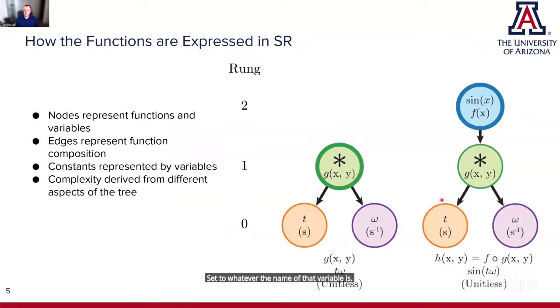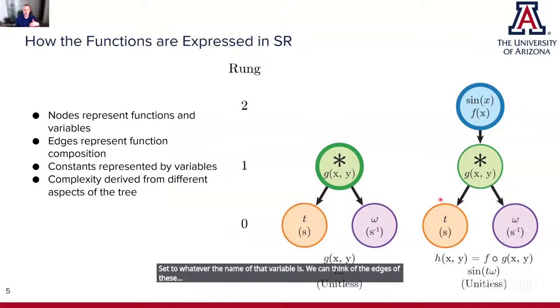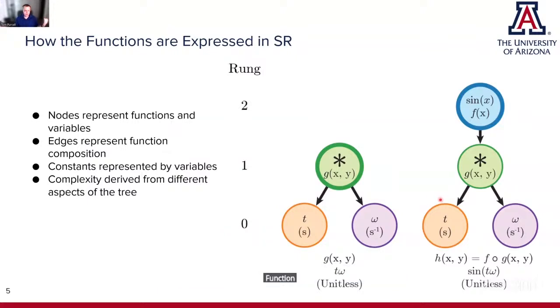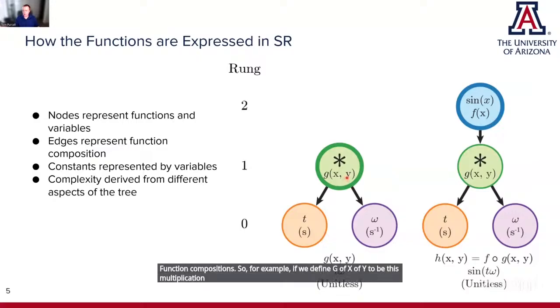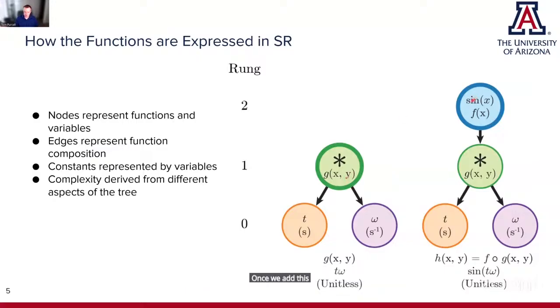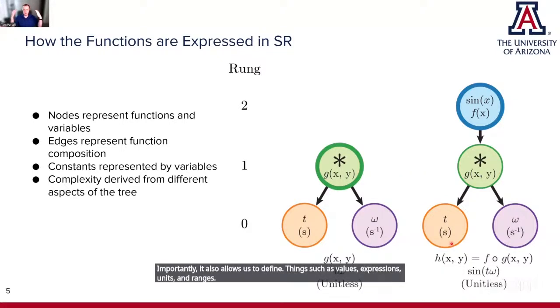We can think of the edges of these trees as function compositions. So for example, if we define g of x and y to be this multiplication operator, once we add this sine of x on top of it and declare that to be f of x, then this underlying expression is essentially f of g of x and y. And we can define this overall as h of x and y. Importantly, it also allows us to define things such as values, expressions, units, and ranges recursively by going down these trees.